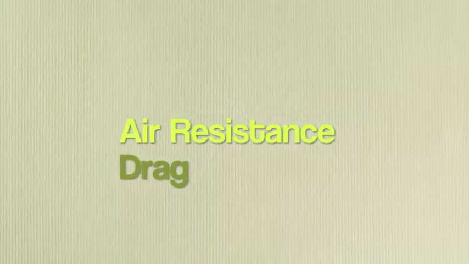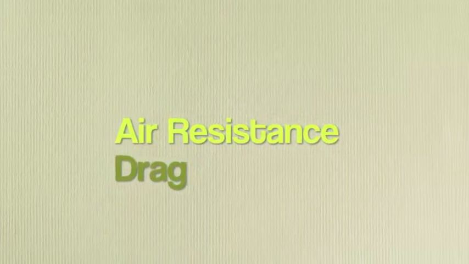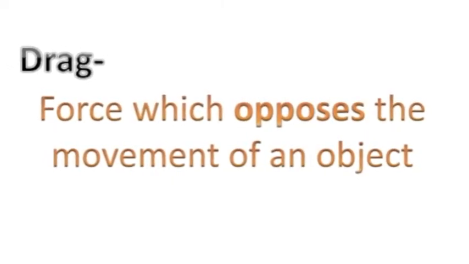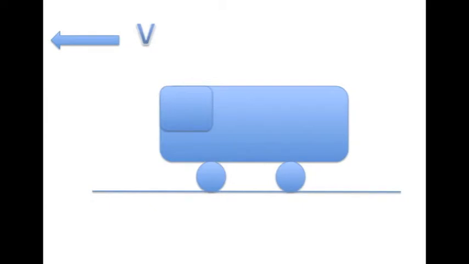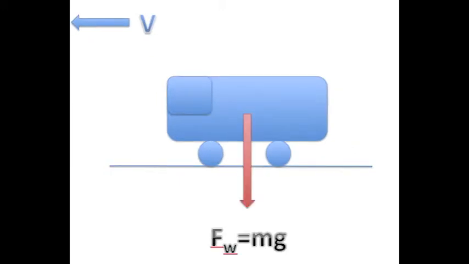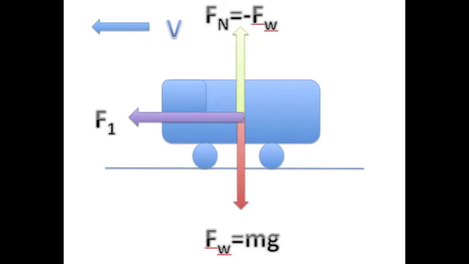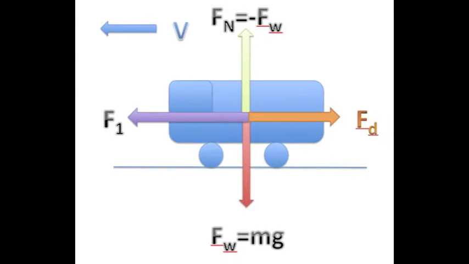To answer those, we'll have to discuss a little bit about air resistance, which is also called drag. Drag is a force which opposes the movement of an object. Imagine a car that's moving horizontally to the left. Let's draw a free body diagram to analyze the forces on it. Vertically, there's always the force weight, which is equal to mg. Then there's the normal force. Horizontally, there must be a force that is pushing the car forward, and let's call it force 1. Finally, there is a drag force, which is opposing the movement of the car.